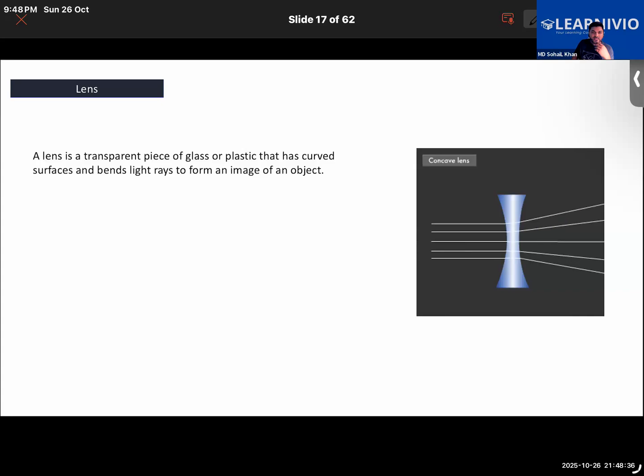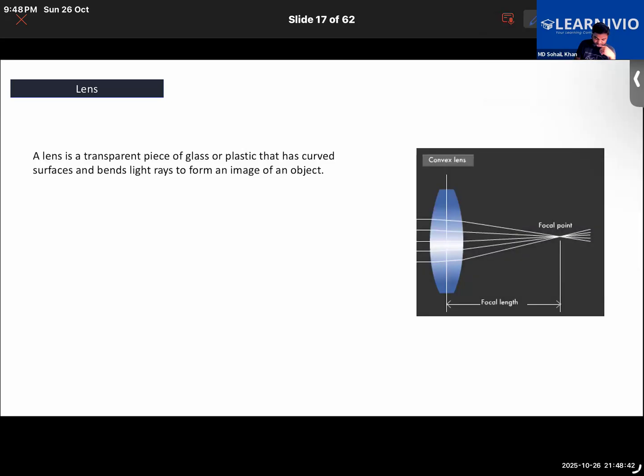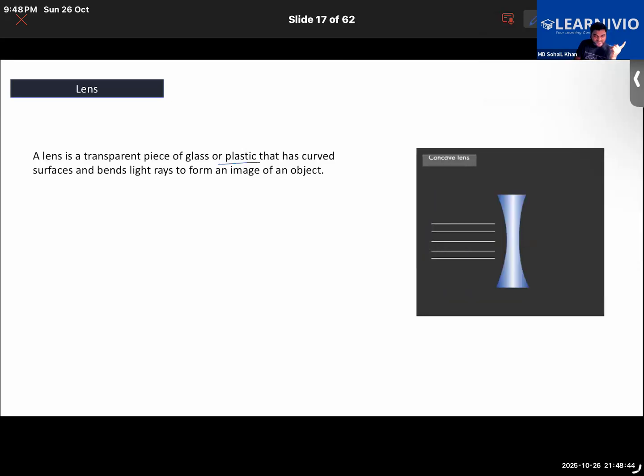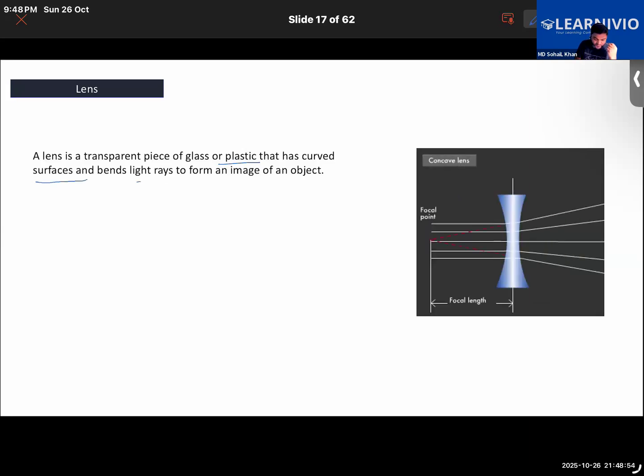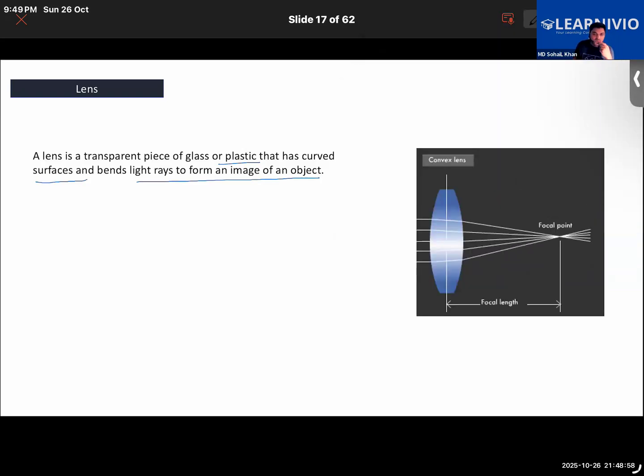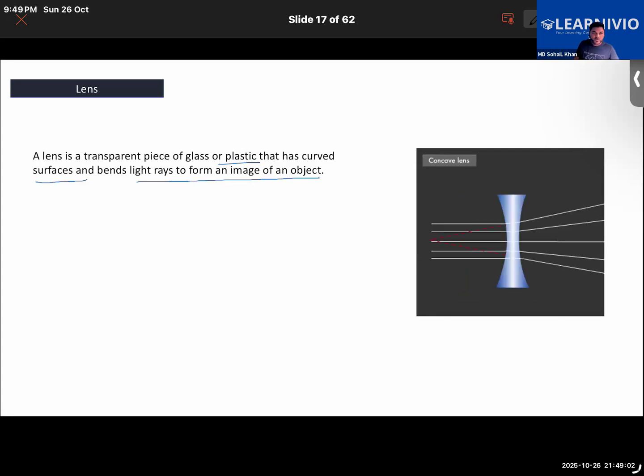They are of two types respectively, which I'll be telling you. A lens is a transparent piece of glass, or nowadays we have fiber plastics also, which are lighter. It has curved surfaces and can bend light rays to form an image of an object. And the uses I have already told you.